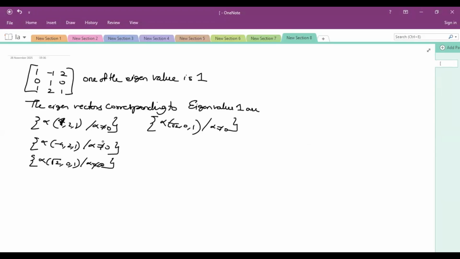What we need to do in this case is simply proceed with the row echelon form.